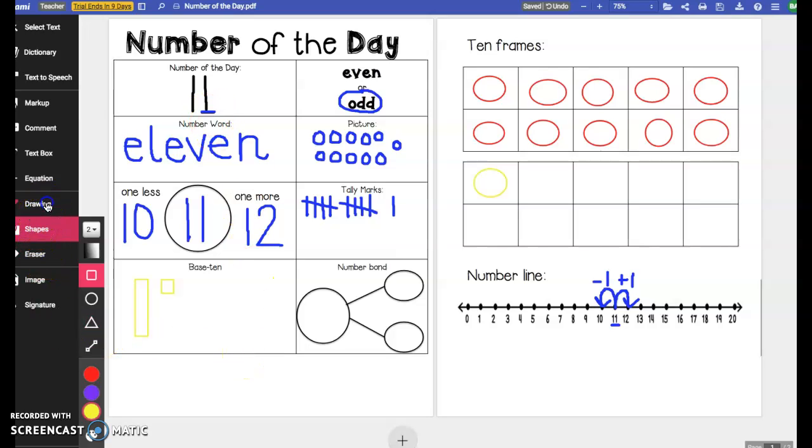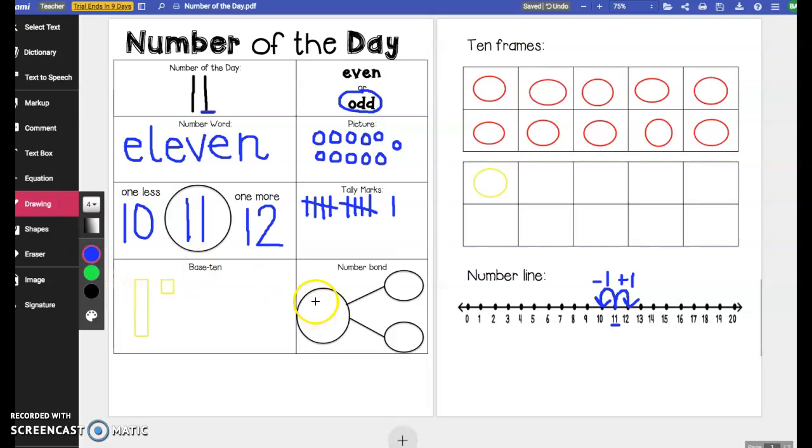All right, so next, let's do our number bonds. Our whole is what? Our whole is 11. What is our first part? Remember, whole, part, part. Our whole is 11. Our first part is 10. We can use our 10 frames to help us. 11, 10, and how many more? 10 and one more make 11.